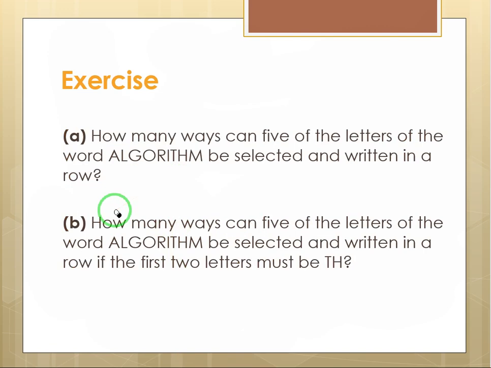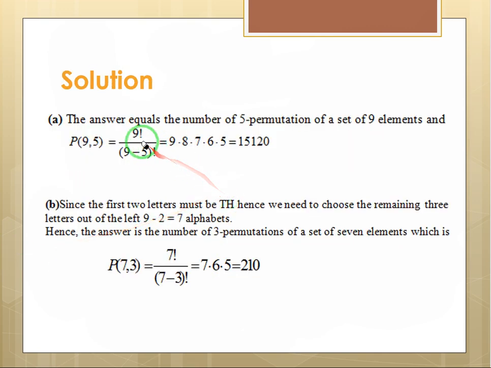So coming to the next example: how many ways can 5 letters of the word algorithm be selected and written in a row? We need to have 5 elements. So 1, 2, 3, 4, 5, 6, 7, 8, 9. We have n equal to 9 and k equal to 5. Coming to the example, n is 9 and 5, simply solve it out. Then for part B, n is 7 and 3. So this is your answer.